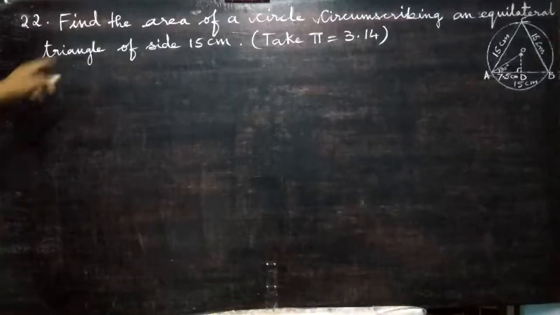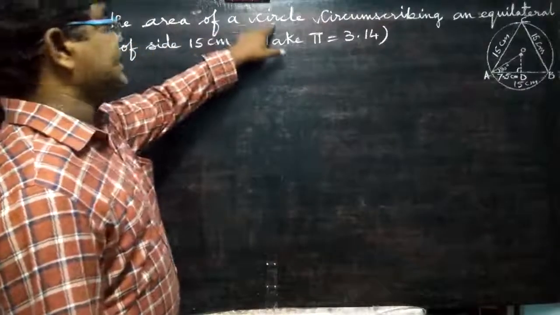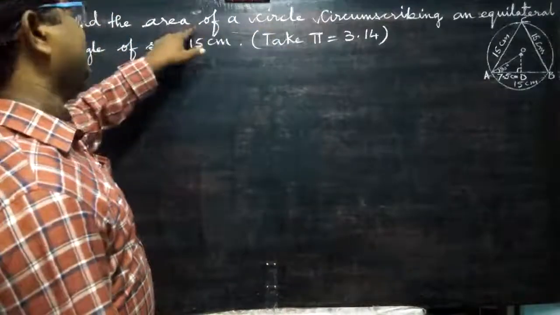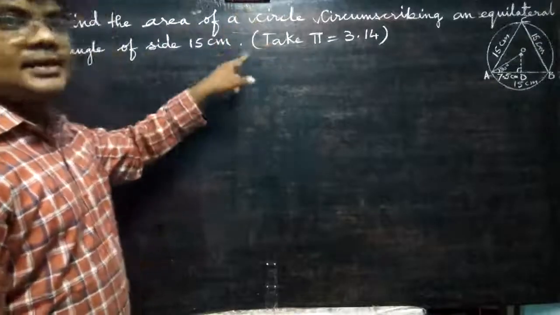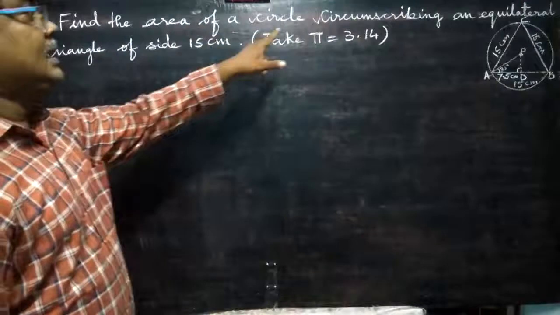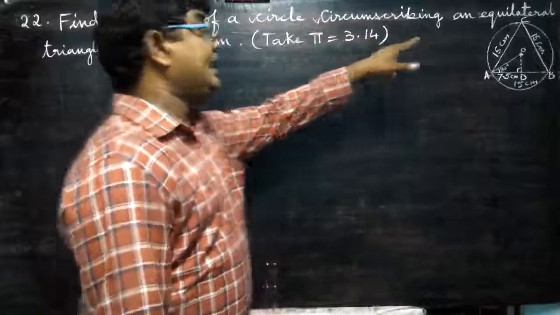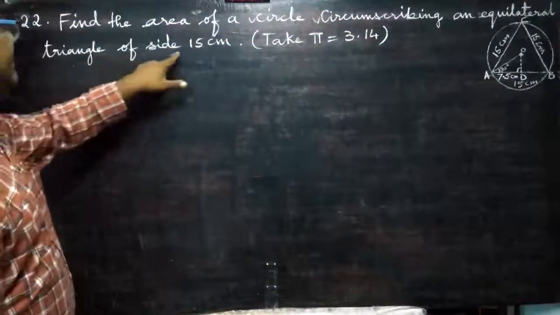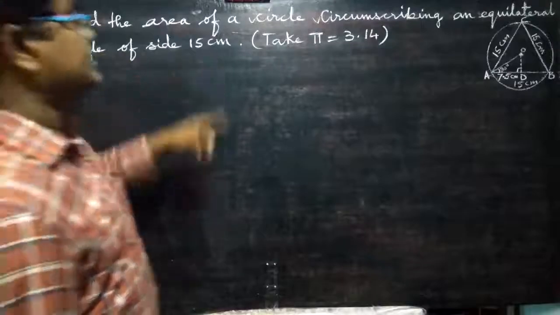22nd problem. Find the area of a circle. To find the area of a circle, we need the radius compulsorily. Are you able to follow? So, we have to find the radius, keep in mind. Circumscribing an equilateral triangle of side 15 centimeters.